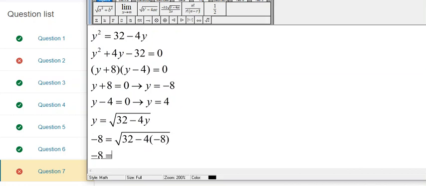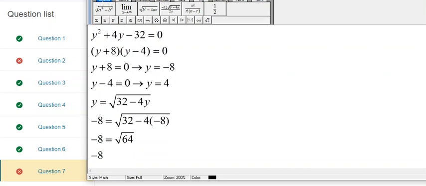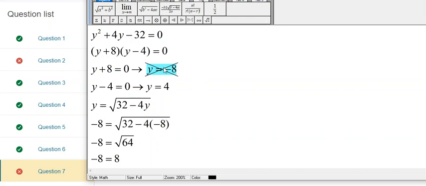So negative 8 is equal to the square root of, let's see, this is 32 plus 32, so 64. And so since the square root of 64 is positive 8, negative 8 equals 8, that one is not true. So that one turns out to be extraneous. It's not really a solution because when I check it into the original equation, it doesn't work.